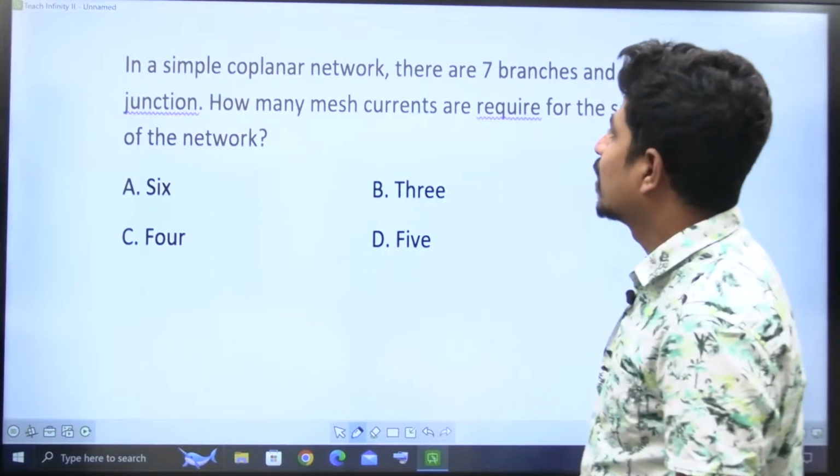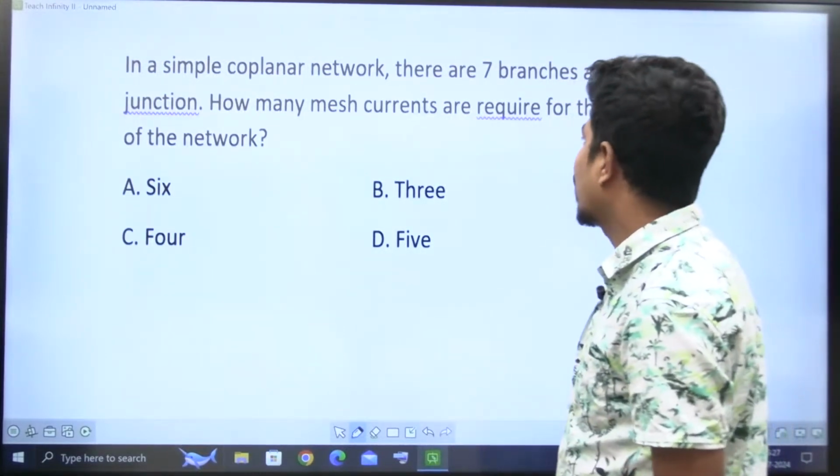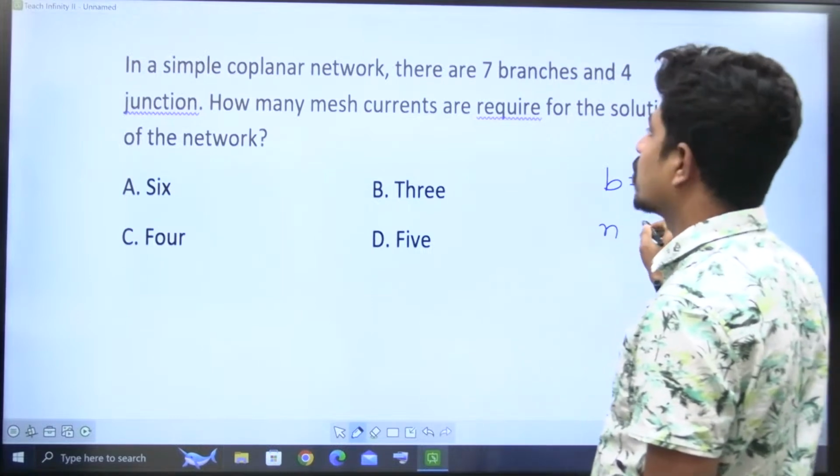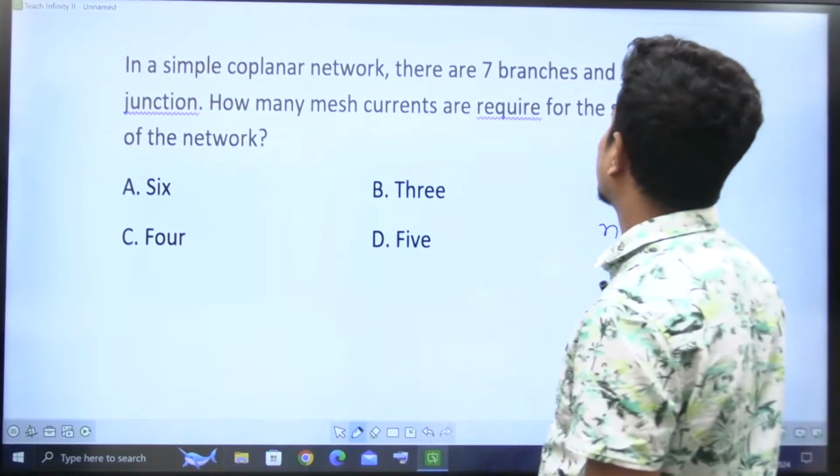Next question. In a simple coplanar network, there are 7 branches. Number of branches is equal to 7. Number of nodes is equal to 4. Junctions and nodes are both the same.